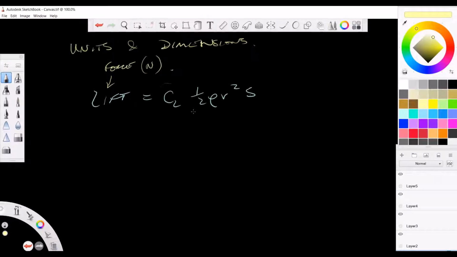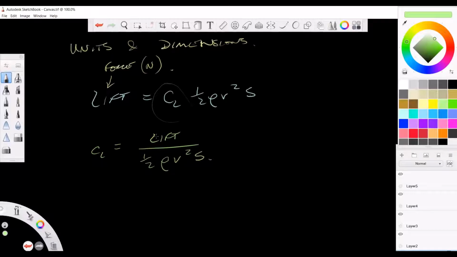So what's the unit of coefficient of lift? If you know what coefficients are, you'd immediately tell me there are no units. It's dimensionless, because coefficients are dimensionless. Doesn't matter, let's prove that. CL equals, so let's rearrange this formula. If you don't know how to rearrange it, watch the maths video. We're going to get lift over half rho V squared S.